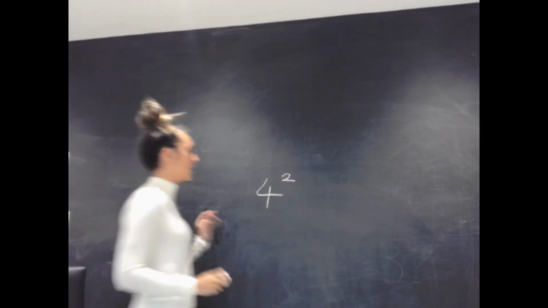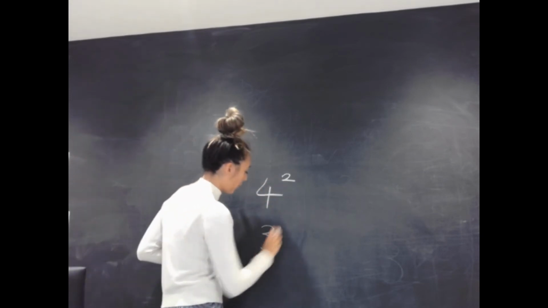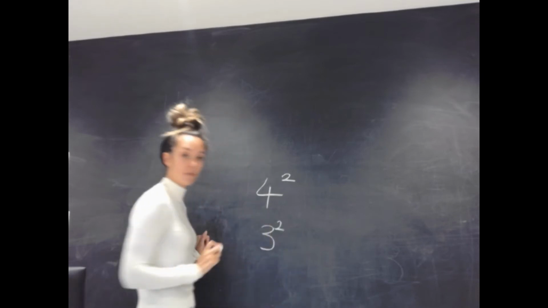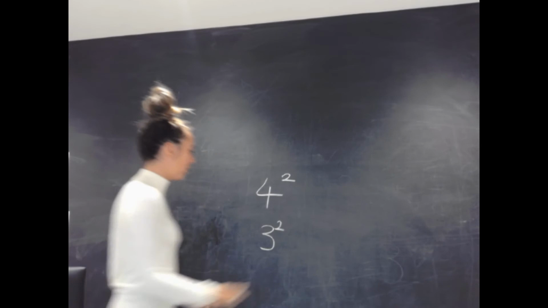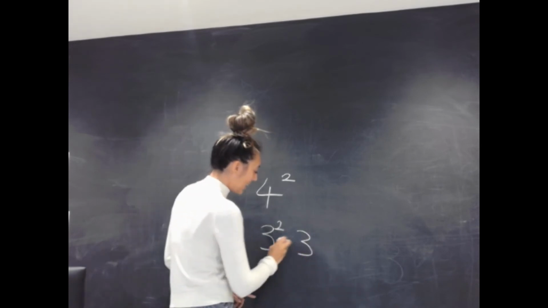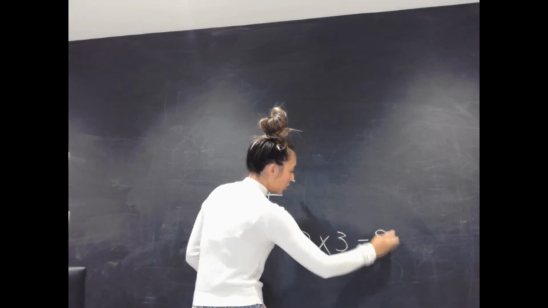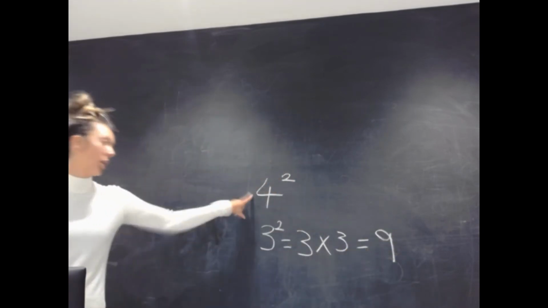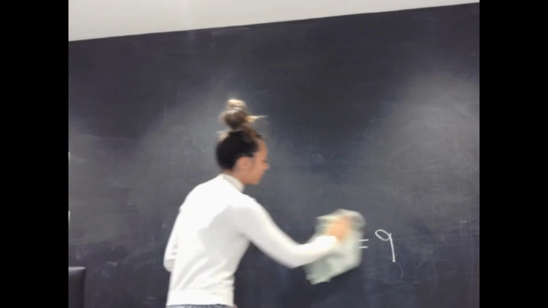Right, quickly going to go through what squared means. So this was a question on the paper. I'm going to go through what 3 squared is. Squared means times by itself. So 3 squared is equal to 3 times 3, which is equal to 9. I hope you can all have a go at 4 squared now if you made a mistake on that one.